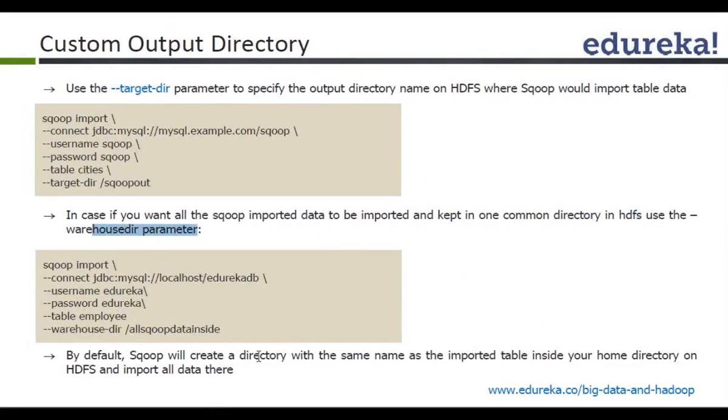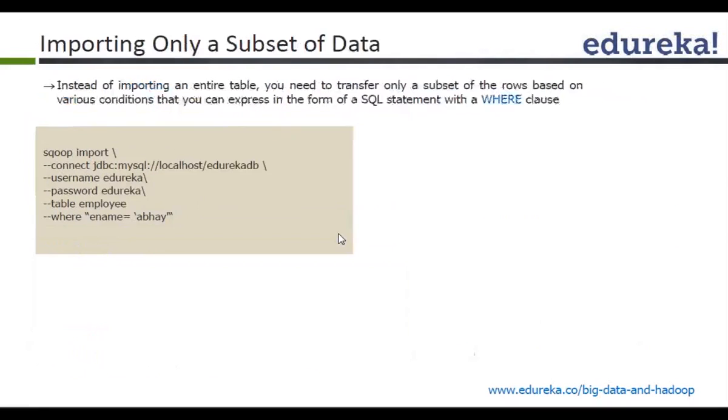Please note, Sqoop will always create a directory with the same name as the imported table inside your home directory. So different options are available for you. You can specify the output directory using target-dir, or else you can specify it using warehouse-dir. More examples of target-dir will be in module number 5, wherein you're going to do the hands-on. This is just to give you an example of importing only a subset of data.